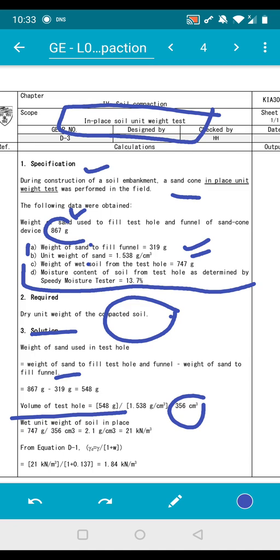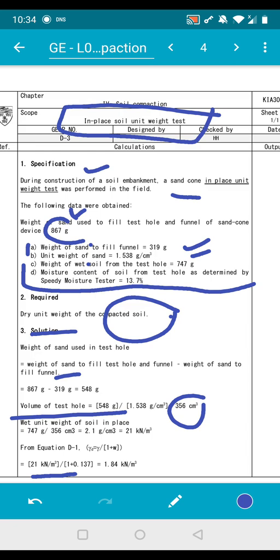And lastly, from equation D1, you'll be able to calculate the dry unit weight of compacted soil. You have the wet unit weight of soil. You also have 0.137, which is your, what is 0.137 here?